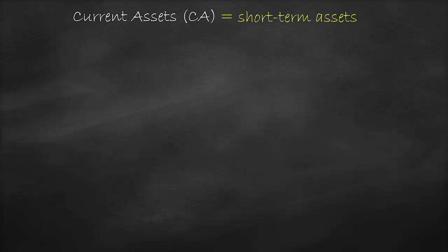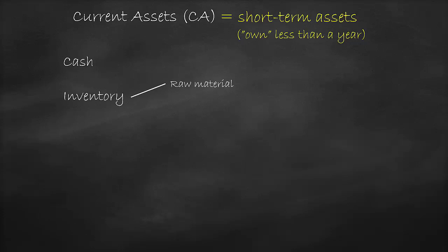Let's discuss some examples of current assets. Current assets refer to short-term assets which are owned by the firm for a maturity of less than a year. Let's think about it. What does a firm own for less than a year? Some examples are cash, inventory, which includes things such as raw materials, finished goods, or things that are a work in progress, which refer to unfinished goods.